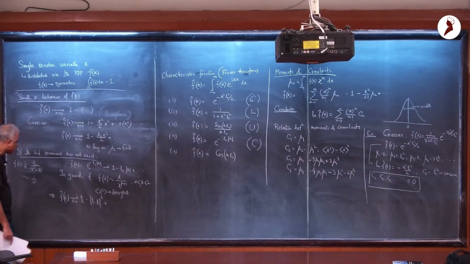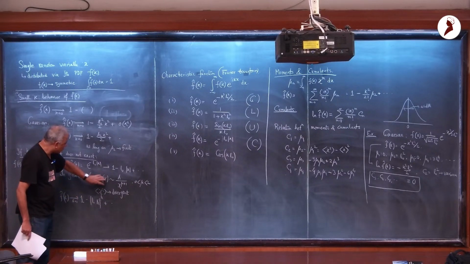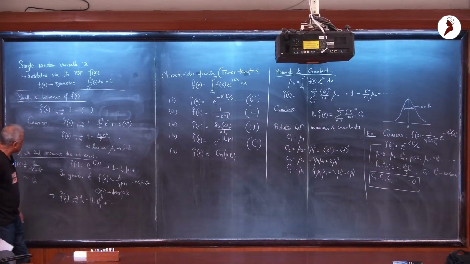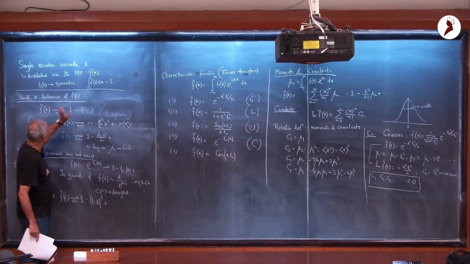Okay? So basically what you see is that the Fourier transform, the small k behavior, if it is non-analytic, then I can read off the large tail behavior of the original distribution in real space. But if it is analytic, then I cannot say anything. The only thing I know is the second moment exists, but I cannot say what the tail would be.